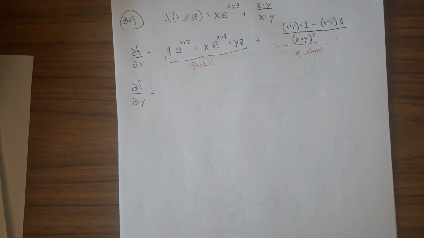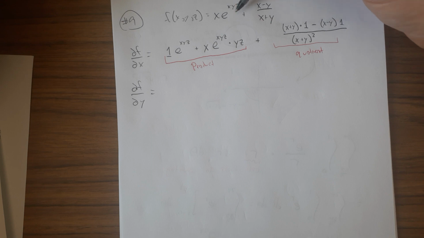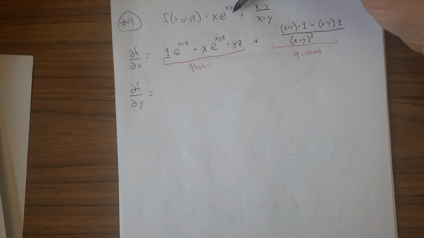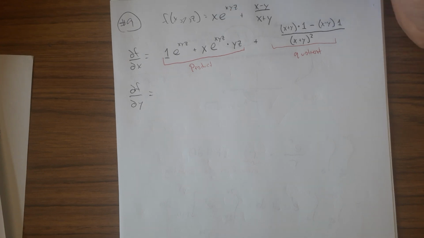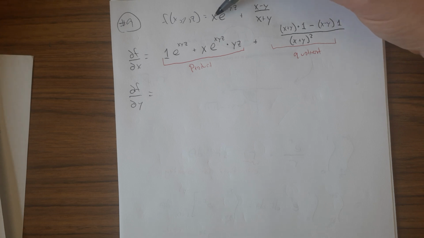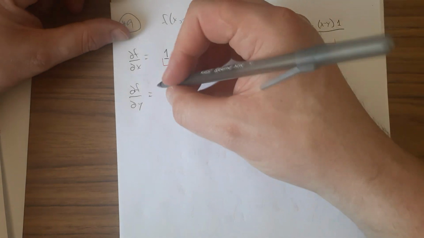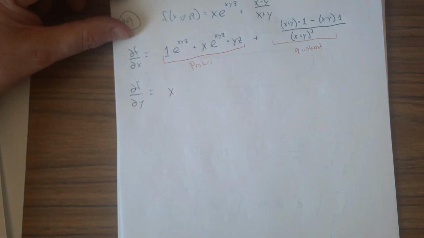Okay, let's do the partial with respect to y. When I look at this first thing, at least now I don't really need the product rule, because this x is just going to carry right through. This x is treated as a constant now. I would do the product rule if I had something that depended on y times something else that depended on y, but I would view this right here as a constant times something that depends on y. So this x just carries right through.